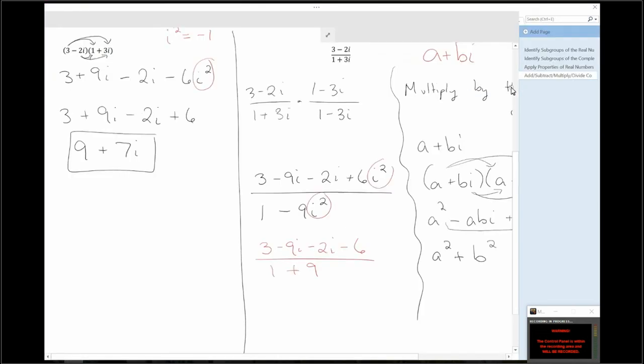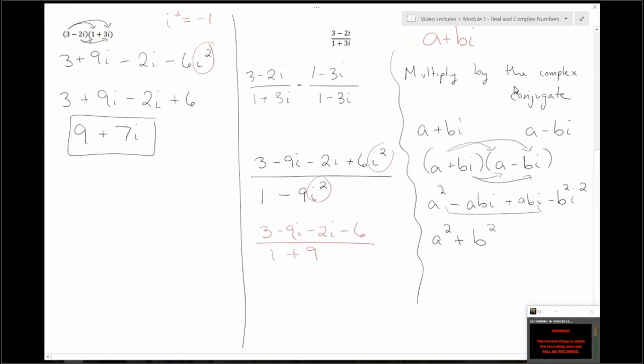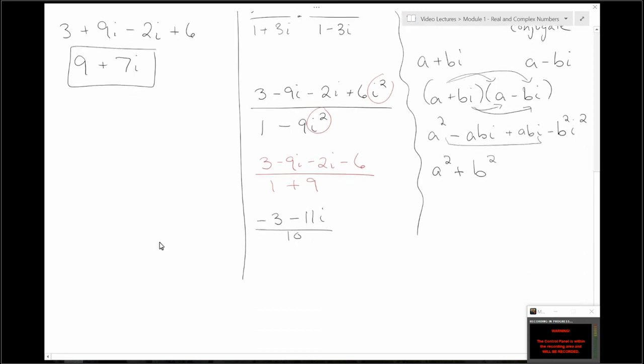And now if I combine all my like terms, on the top I have negative 3 minus 11i all over 10. So one more step, it doesn't quite look like that a plus bi. So I'm going to divide each of these parts by 10. And when I do that, you can see that it's now in that nice a plus bi form.